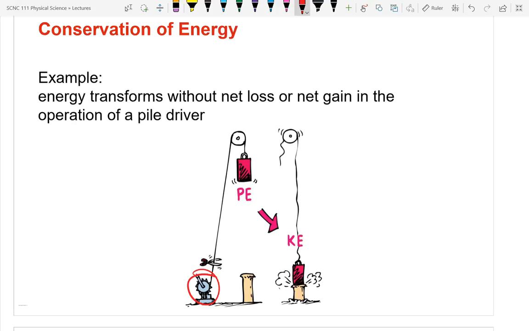And then you cut the string and the mass falls. What's happening to energy when you cut the string? We had potential energy up here, but no kinetic energy. What happens to that energy as it is released?